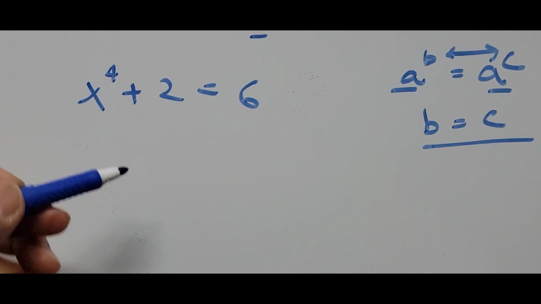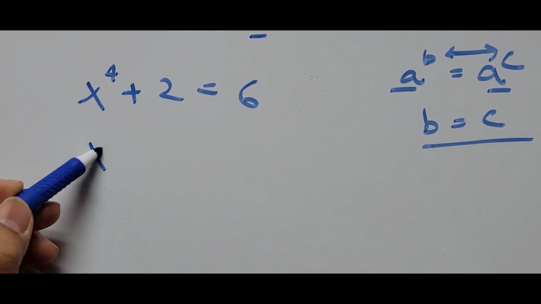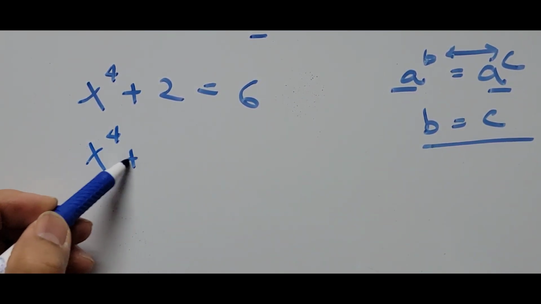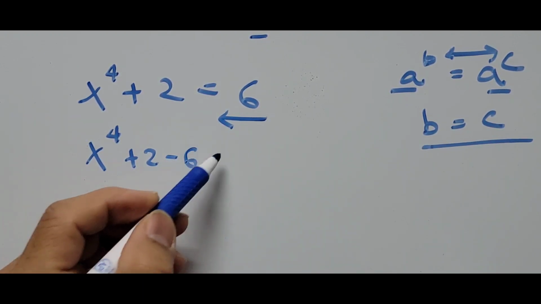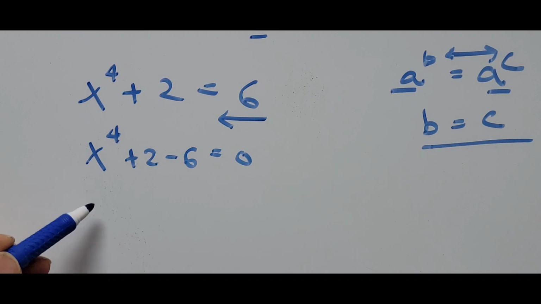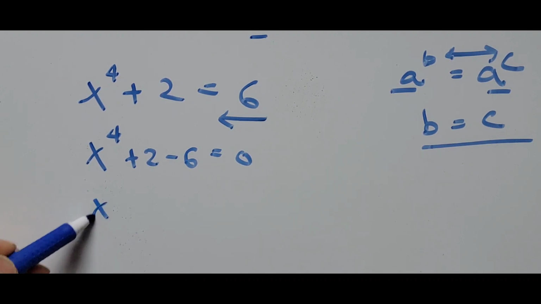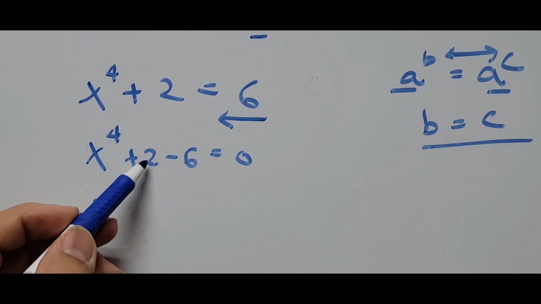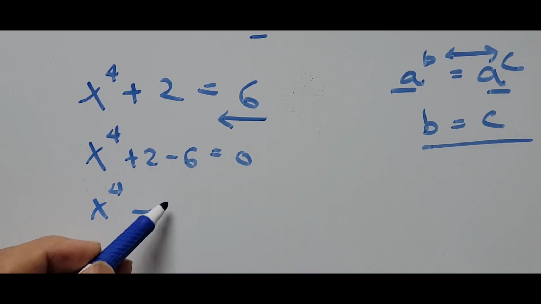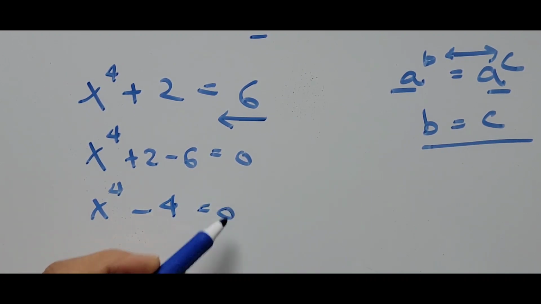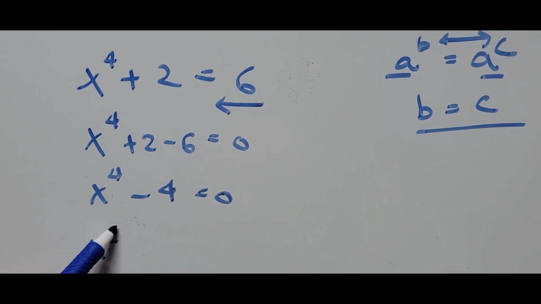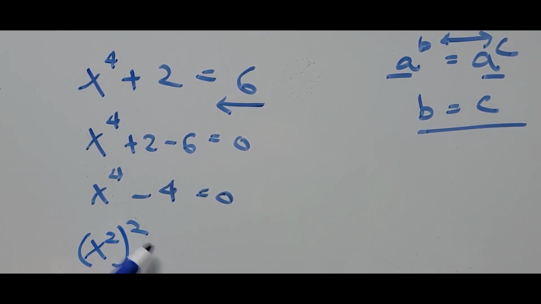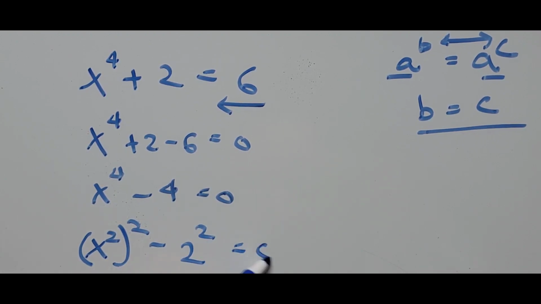Alright, this equation can be written as x^4 + 2, transposing 6 to the left, it becomes minus 6 equals 0. So the equation now becomes x^4, 2 minus 6 is minus 4, equals 0. And from here, the equation can be written as (x squared) squared minus 2 squared equals 0.